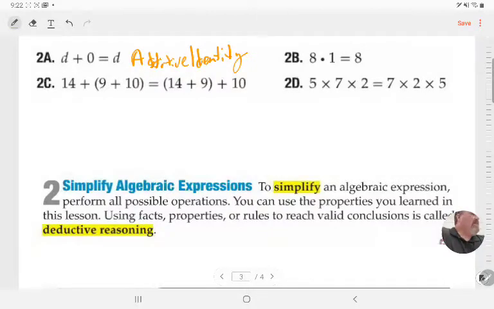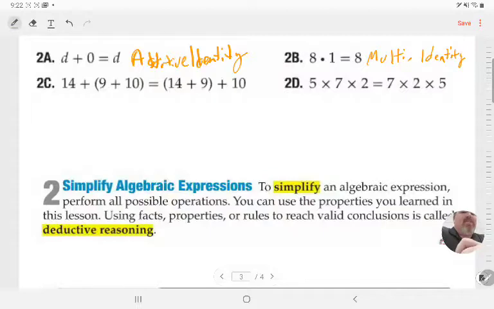2B, we have 8 times 1 equals 8. So 8 times 1 equals 8 would be the multiplicative identity. And so you could just simply put it like that.